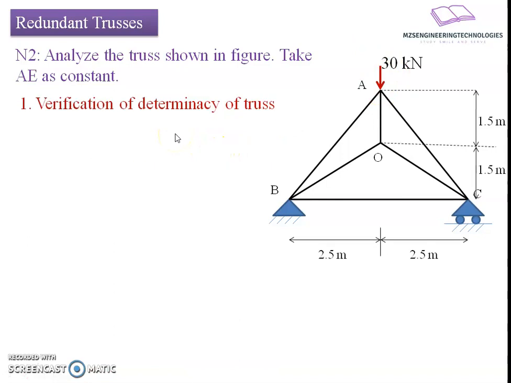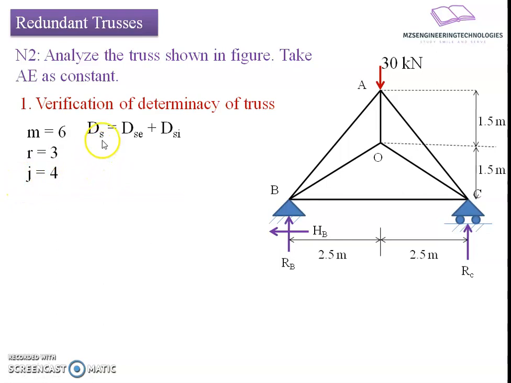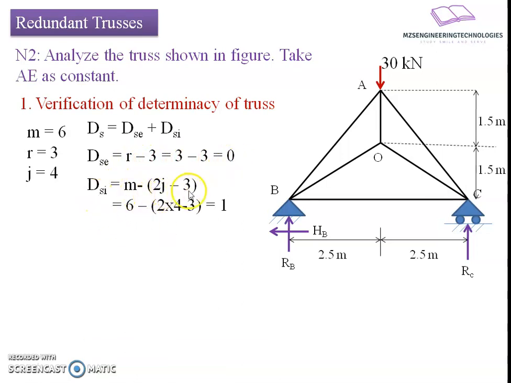Now we will first confirm whether it is statically admissible or not. For that we will have the count of members and count of reactive forces. The count of members comes to 6, count of reactive forces is 3, and count of joints is 4. If I put this in the equation of degree of static indeterminacy, we get ds equals dse plus dsi. What I have done here is bifurcate it as external indeterminacy and internal indeterminacy. So dse is equals to r minus 3, which results in 3 minus 3 equals 0, and dsi equals m minus 2j minus 3, 6 minus 2 into 4 minus 3 equals 1.